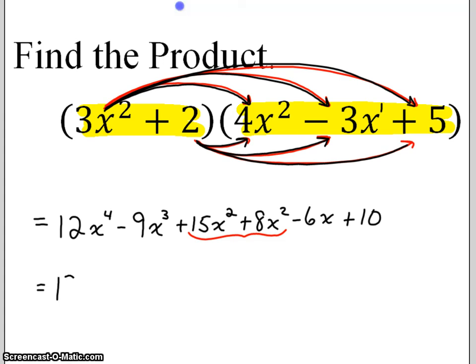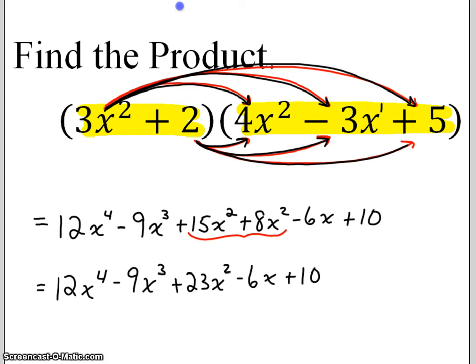So we will write down 12x to the 4th minus 9x cubed. Now 15x squared plus 8x squared, that's going to be 23x squared. And then minus 6x, and then plus 10. Okay, and that's as simplified as we can get.